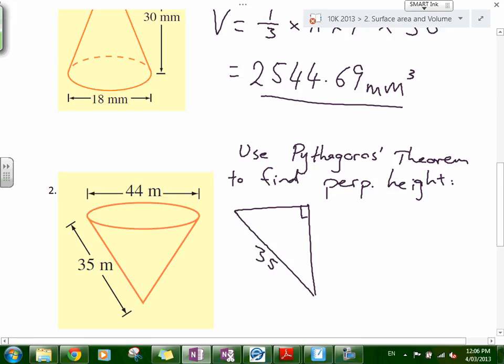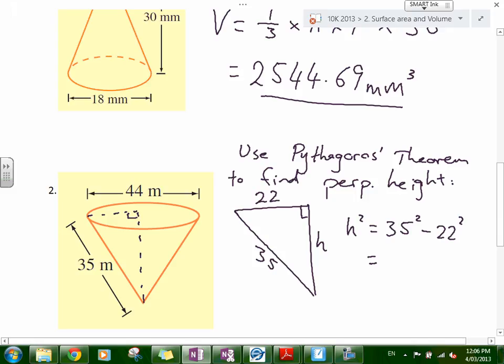What's this length here? I imagine it like this, I'm going down from the center. That's my triangle here. So what's this short length here? 22, which is half of 44. So we have 22, 35, and let's call this one h because we want to find the perpendicular height. So what is Pythagoras' theorem, Adrian? Yeah, so h squared is equal to 35 squared minus 22 squared.